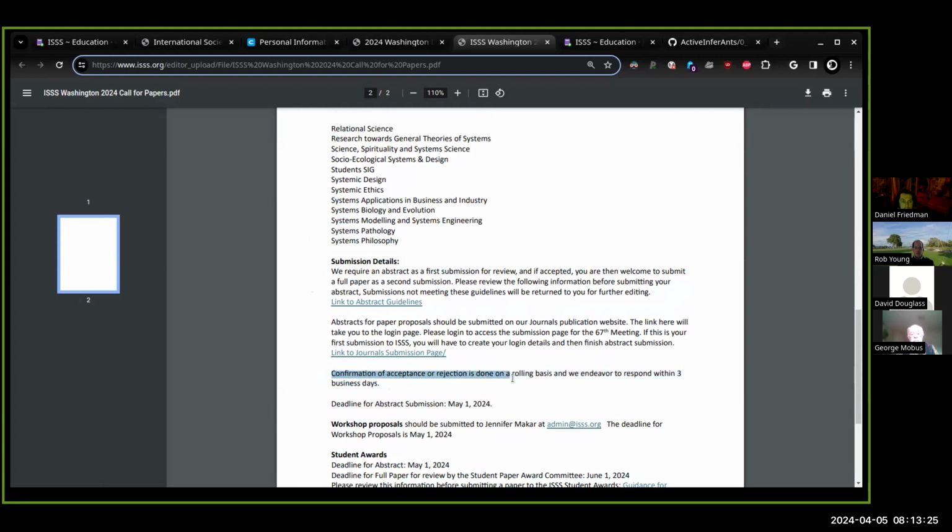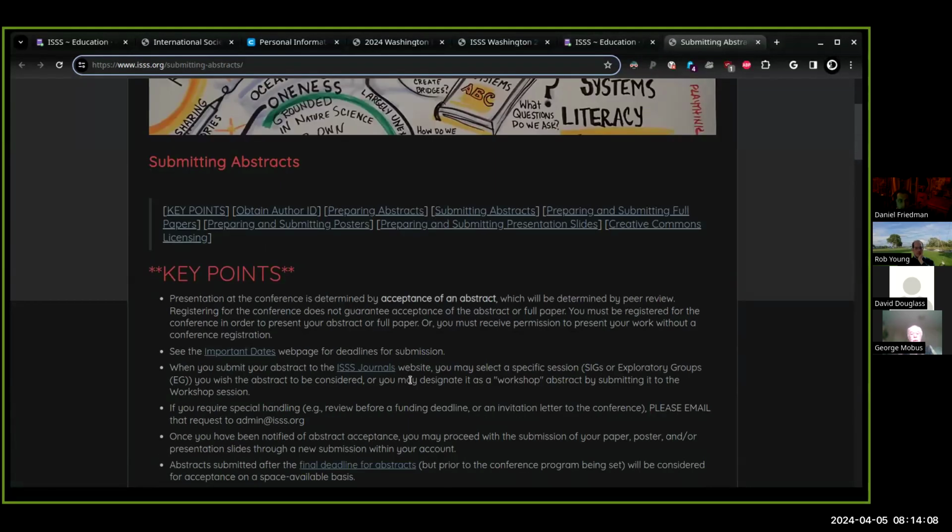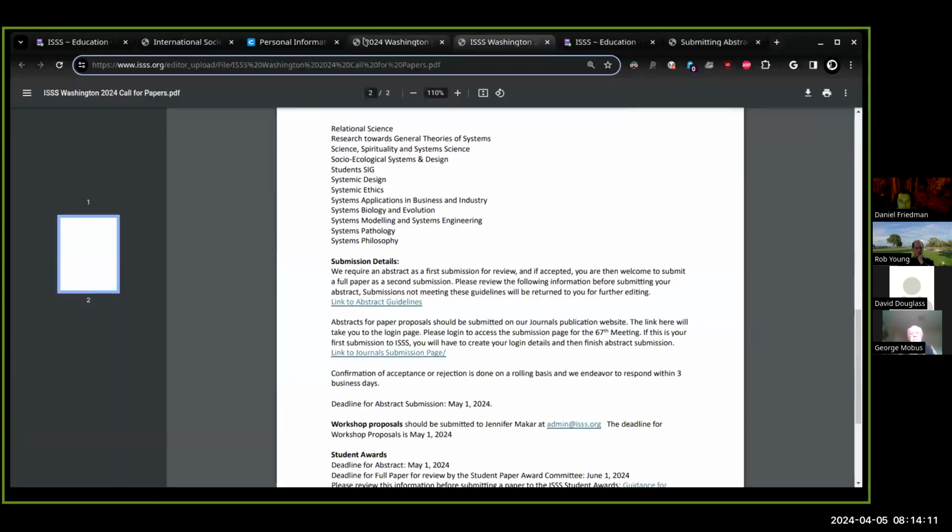Wow. Confirmation is done on a rolling basis. We endeavor to respond within 3 business days. And so it looks like we submit an abstract. So maybe we should submit an abstract for our work here with the 4 of us as authors, plus Peter et al. And then in our communication later today, we can say, who wants to be an author on this? And it's unlikely that somebody who hasn't been participating will want to be an author, but we could assess it if it did happen. May 1 is the deadline. Yeah.